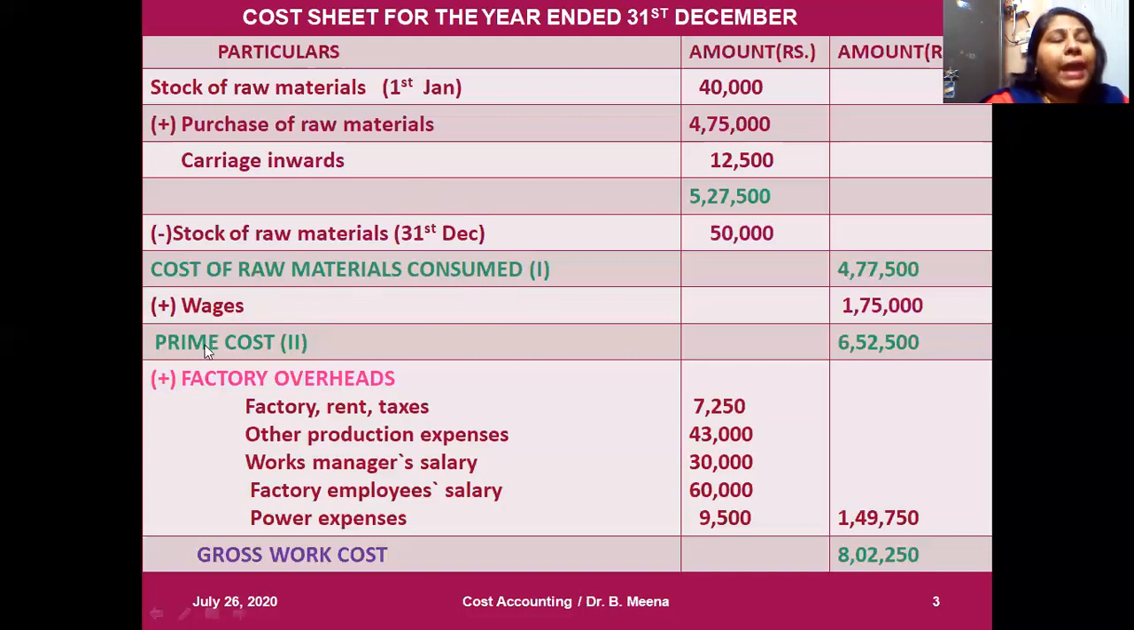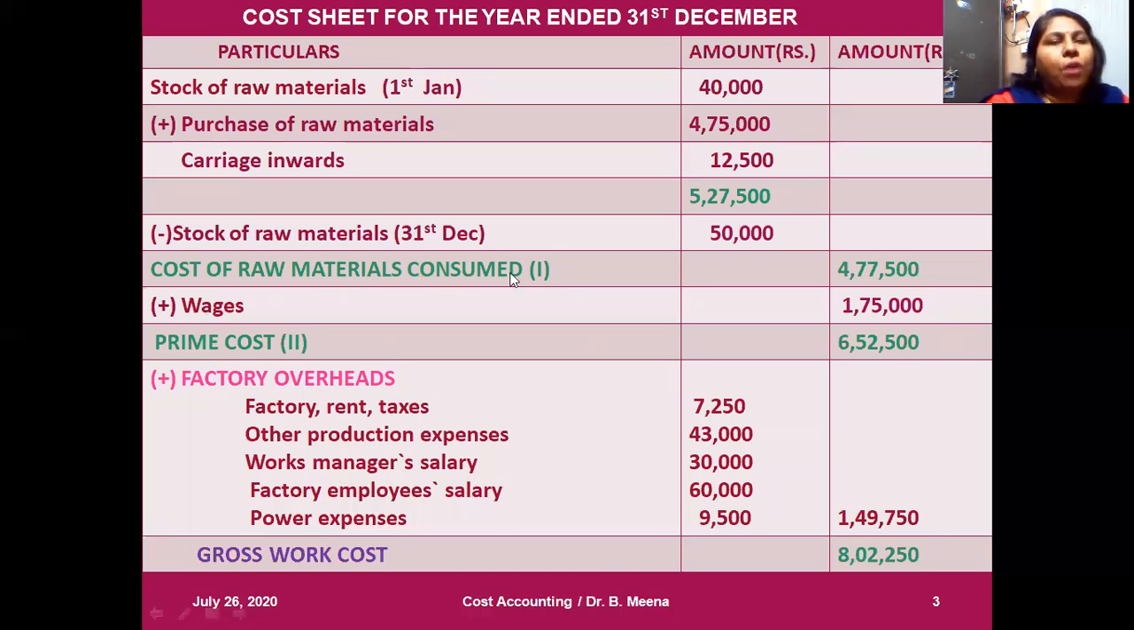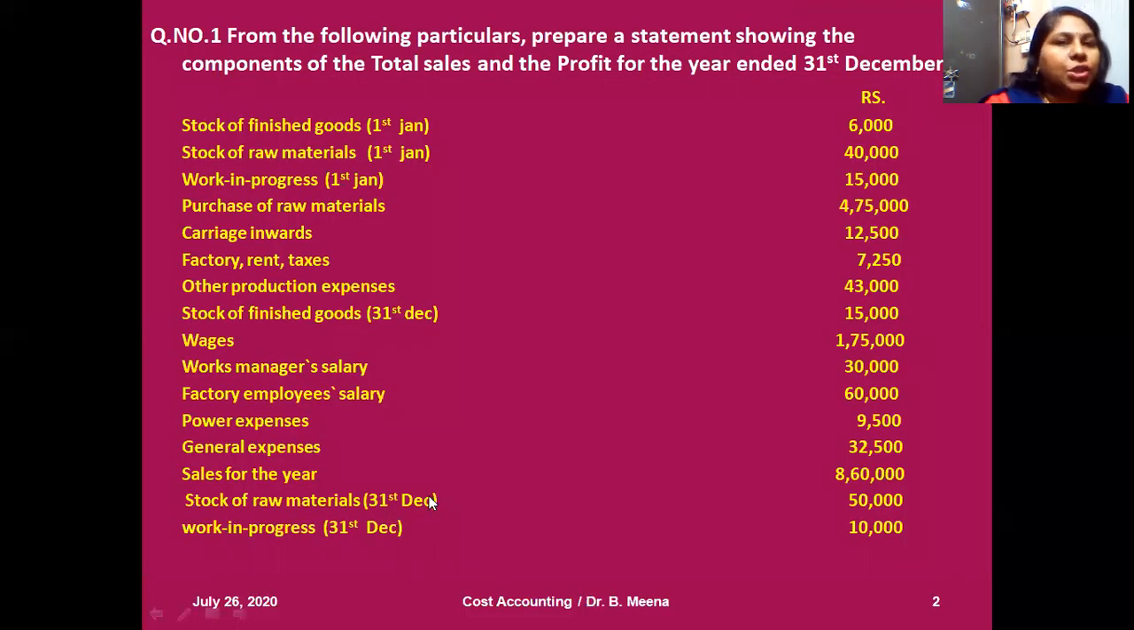Next, we have to move on to calculate the prime cost. How to calculate the prime cost? Now look at the problem. What are the direct expenses given in the problem? In this problem, only one direct expense was given, that is wages. That's why I added it in this format. After getting the cost of raw materials consumed, I add the wages along with it, and then I will get the prime cost. Once I calculate the prime cost, the next thing is I need to add the factory overhead. So that's why I need to suggest you one thing.